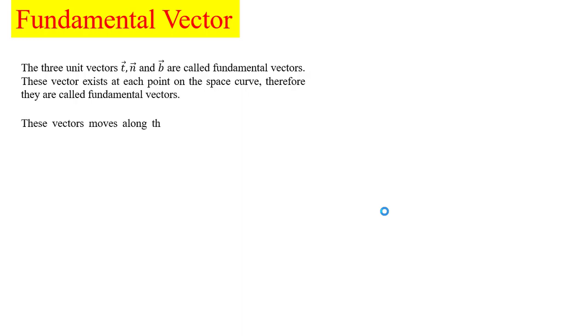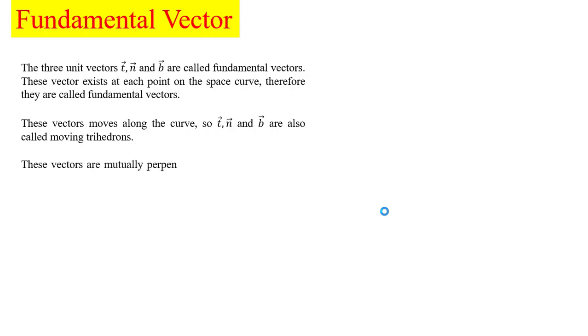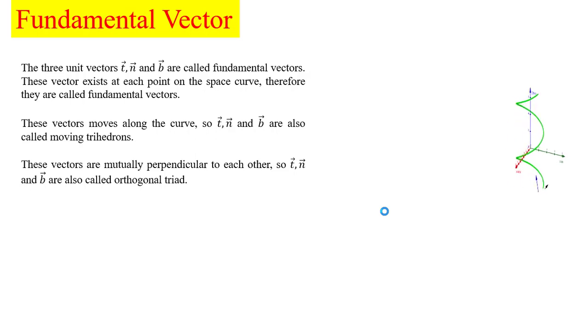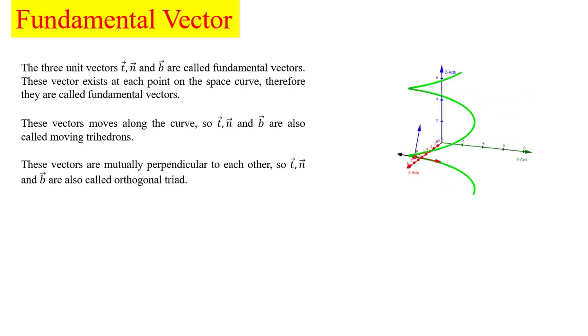These vectors move along the curve, so t, n and b are also called moving trihedrons. These vectors are mutually perpendicular to each other, so T, N and B are also called orthogonal triads. In the video alongside, you can see the moving trihedrons which move along the curve.